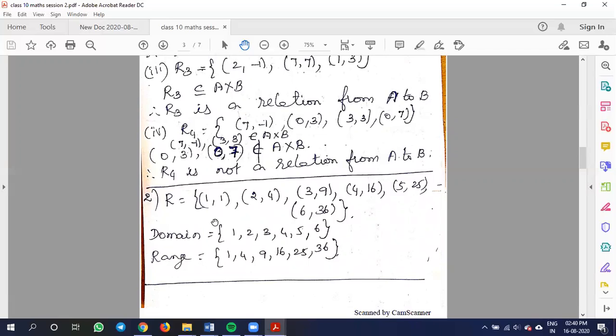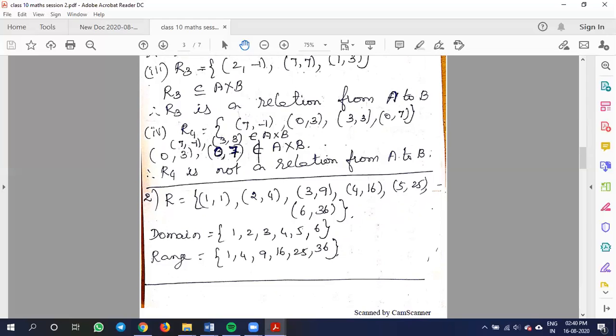So what is A cross B? 1, 1, 1, 2, 1, 3 up to 1, 45. Then 2, 1 up to 2, 45. Like that you have to write. But it takes a long time to write this, so the relation R alone is enough to write. What is given? R is a relation defined as the square of A.